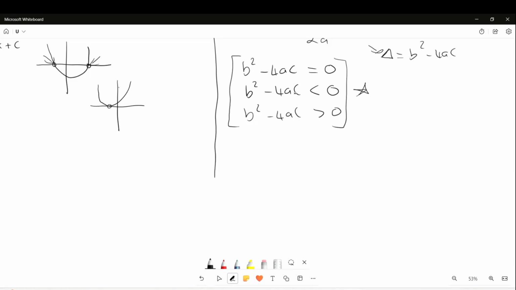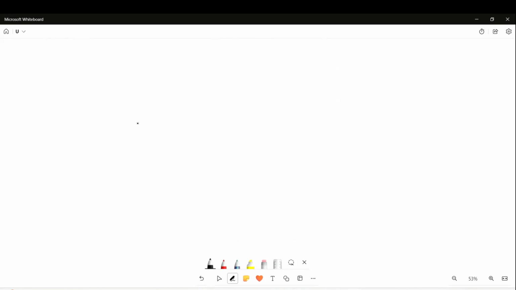Yeah, you have to understand these three things here, right? So basically, let's first start with the first one. Okay, let me just scroll down. If our discriminant is equal to 0, what does that mean? It means that there are two equal roots.